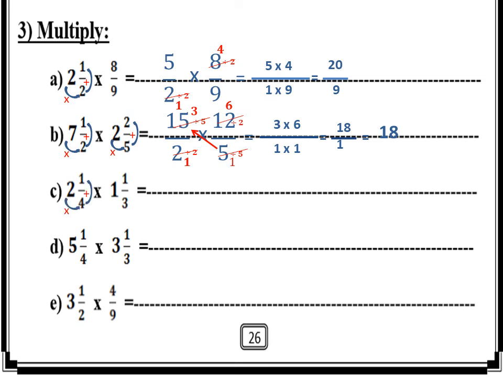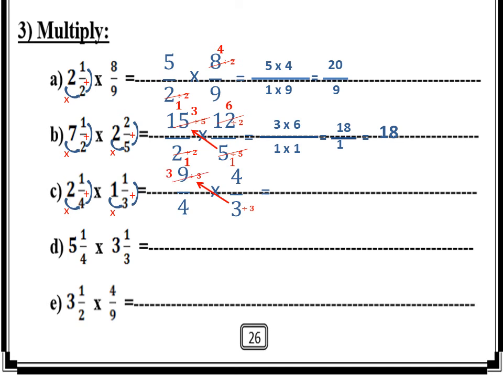2 and 1 over 4. 4 times 2, which is 8, plus 1, 9. So it's going to be 9 over 4 times 3 times 1, which is 3, plus 1, 4 over 3. Let's simplify in the crossing way. 4 and 4 are together in table 4. 3 and 9 are together in table 3.